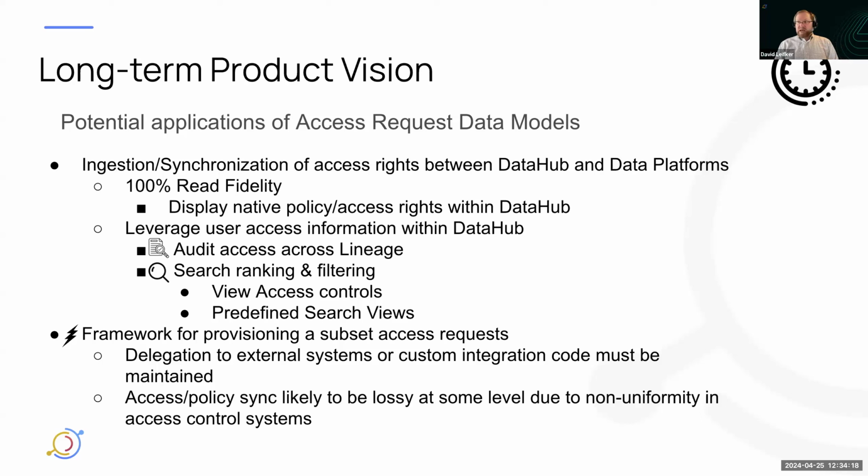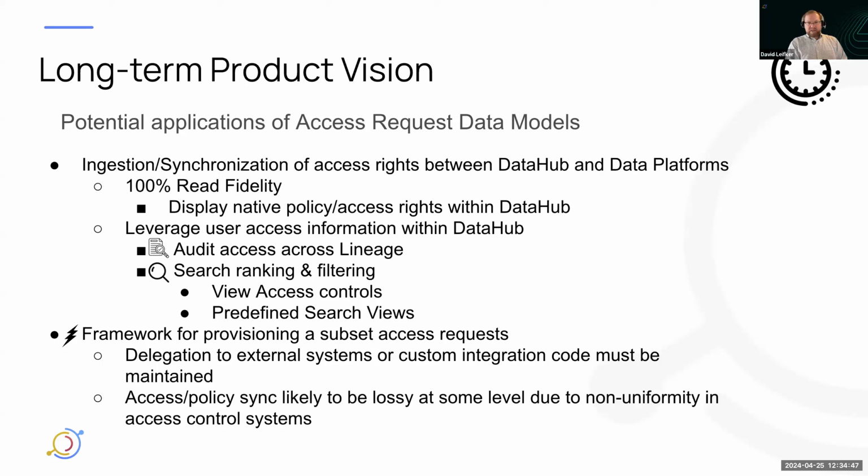We could also create search views, so predefined views that are based on showing you data sets that you have access to individually, or perhaps your group or your team, and get that curated view of what you do have access to. And one of the things that we could do as well is allow you to switch back and forth in and out of that view in case you still need to discover additional data sets that you don't yet have access to and be able to request them as well.